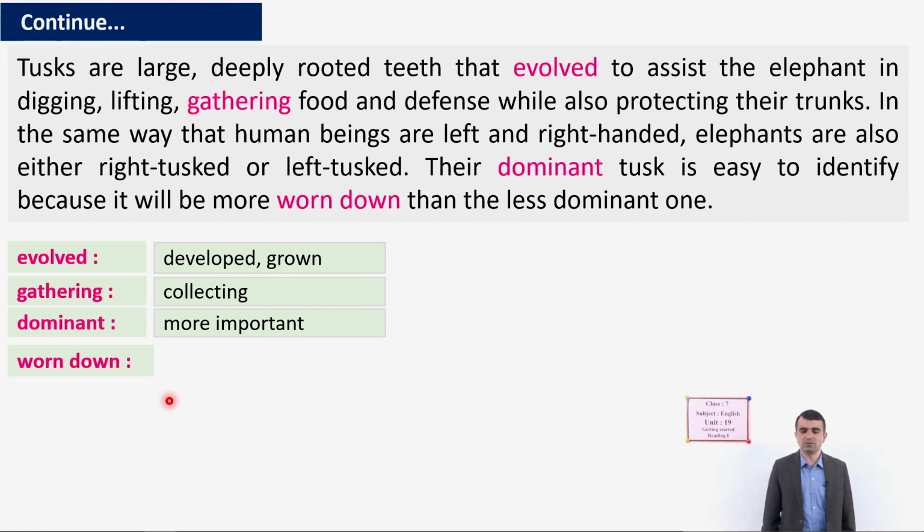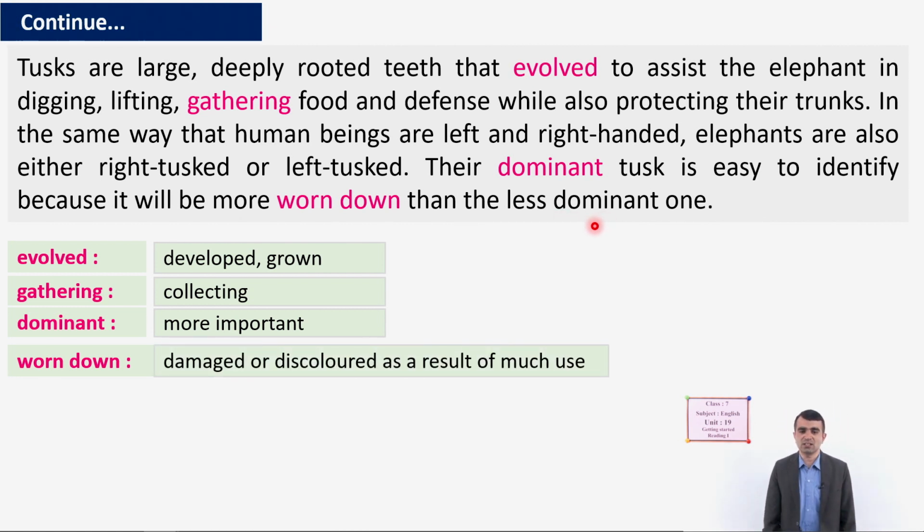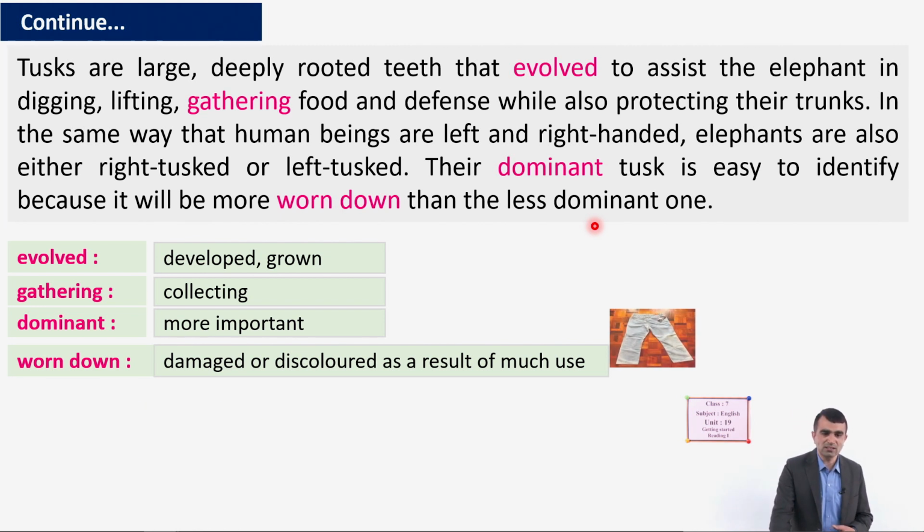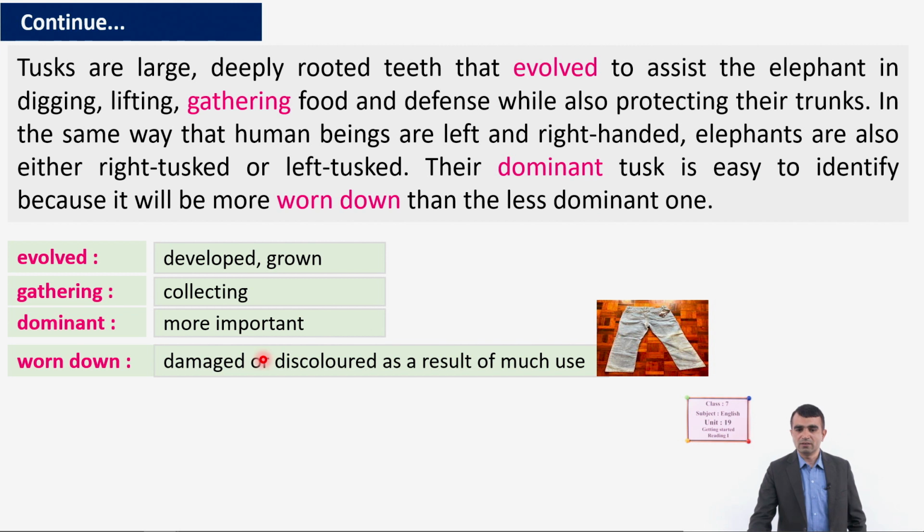Similarly, worn down. Okay, what does worn down mean? Here, the dominant tusk is easy to identify because it will be more worn down than the less dominant one. Worn down means, what does it mean? Damaged or discolored as a result of much use. When you use things for a long time, okay, it is discolored or somehow damaged, is it? Okay, now you can say the jeans which are worn down here, is it? Worn down because of much use.